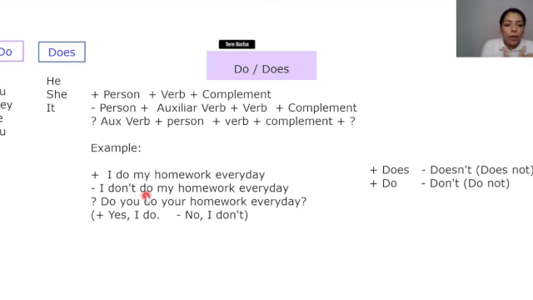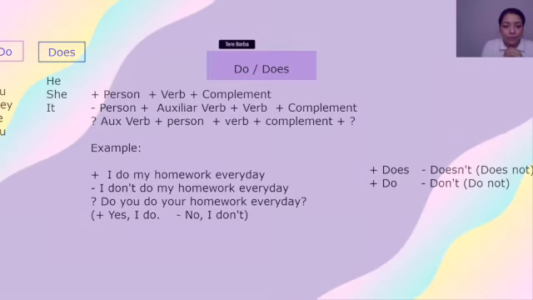And the question changes. As I said, we start with the auxiliary verb. Do you, so we have the auxiliary verb, do, and then you, which is the person, do is the verb, and then the complement. Do you do your homework every day? And the question mark, because if you don't put it, we don't know whether it's a question or not. Then we answer: in affirmative, it will be yes, I do. In negative, no, I don't. So we're going to go to the exercise and I'm going to explain the homework.